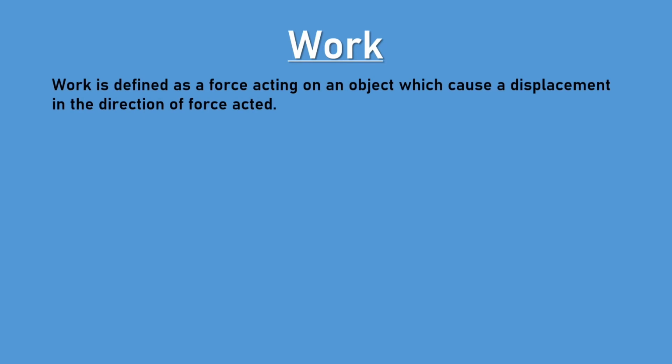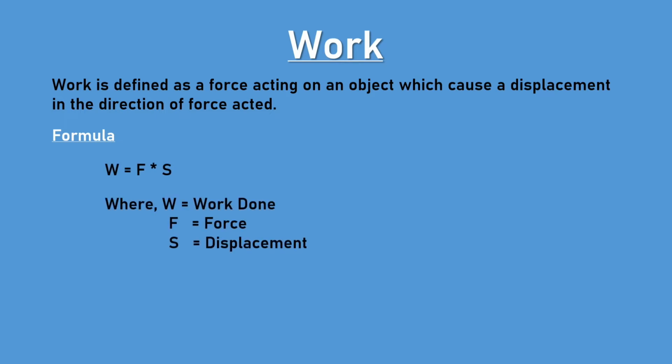According to physics, work is nothing but, let's say, when a force is applied on an object and that object is displaced in the direction of that force. At that time, work is said to be done. So the formula for the work done is given as W equals F into S, where F is force and S is displacement. The SI unit of work is Newton meter or joule, where Newton is the unit of force and meter is the unit of displacement.